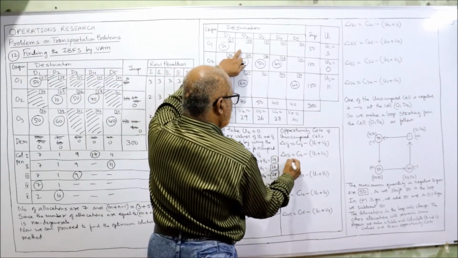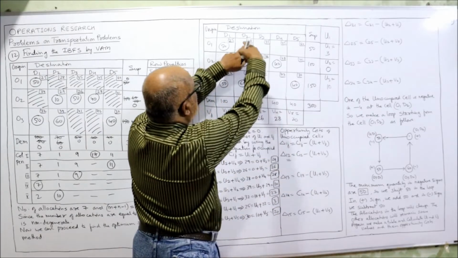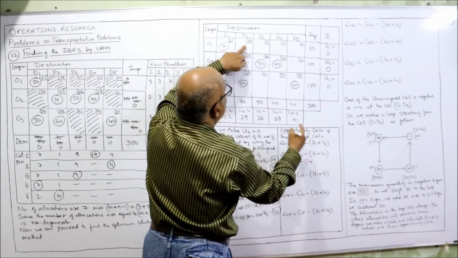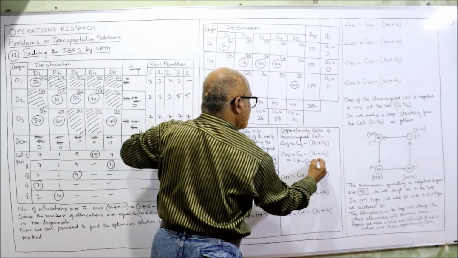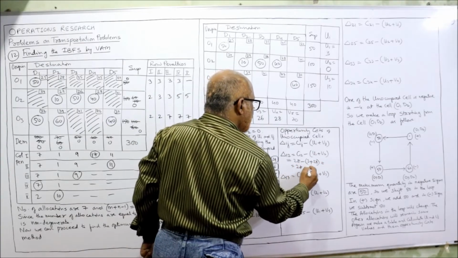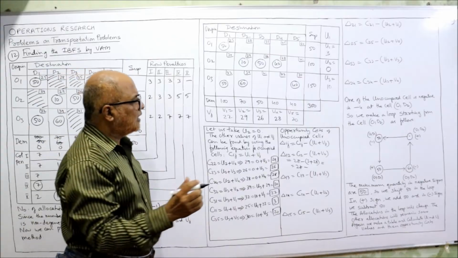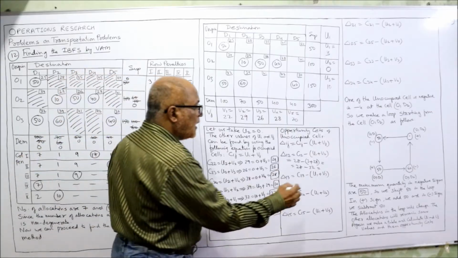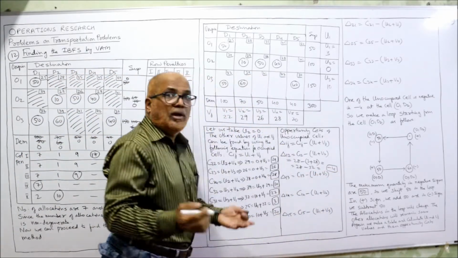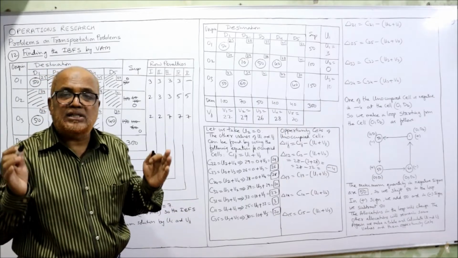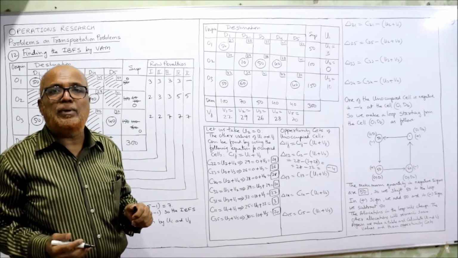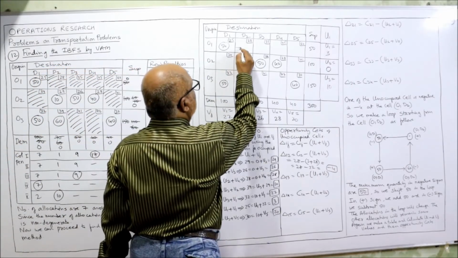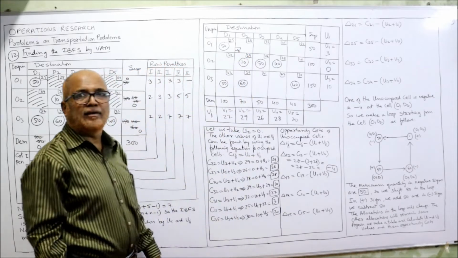Here I will write it down. Delta 12 is equal to C12. C12 is how much? Here C12 is 28, minus U1, U1 is 3, plus V2, V2 is 29. That is equal to 28 minus (29 plus 3), 32. So 28 minus 32, we are getting minus 4. At the beginning itself we are getting a negative opportunity cost. That means one more table we have to make. The allocations are not optimum here. Now here I am taking minus 4. This is the negative, right?